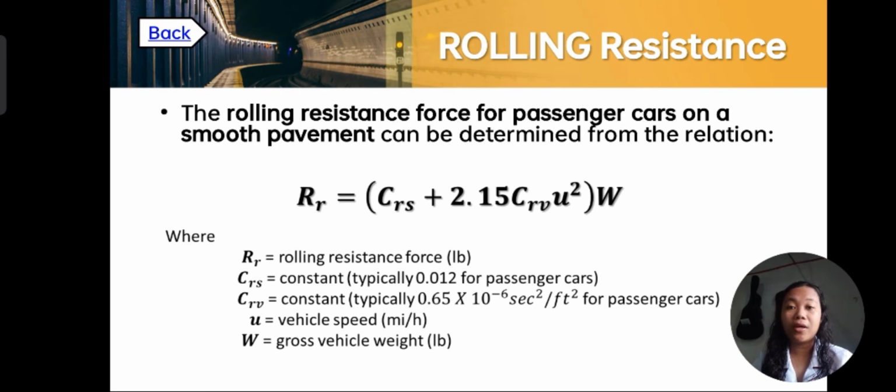There are two formulas for the rolling resistance, which depend on the type of vehicle. The first one is the rolling resistance force for passenger cars on smooth pavement. The formula is R sub r is equal to the quantity C sub rs plus 2.15 C sub rv U squared, multiplied by W, where R sub r is the rolling resistance force given in pounds.